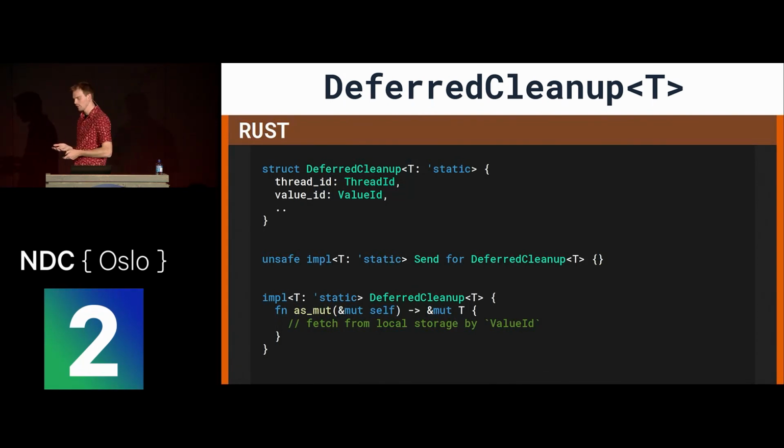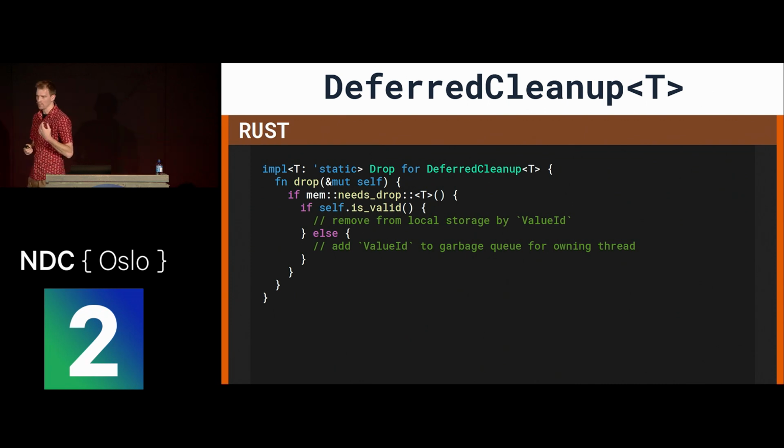It looks kind of similar to our ThreadBound. It has a thread ID, but it doesn't store the value inline. It allocates it in thread local storage. So we require T is 'static because the underlying value may live for the duration of that thread. Since we don't store it inline, it's always safe to send the DeferredCleanup, which is itself a handle, to another thread. In order to access the underlying value, we check it in the thread local storage, which is only going to be correct for the thread that it was allocated on.